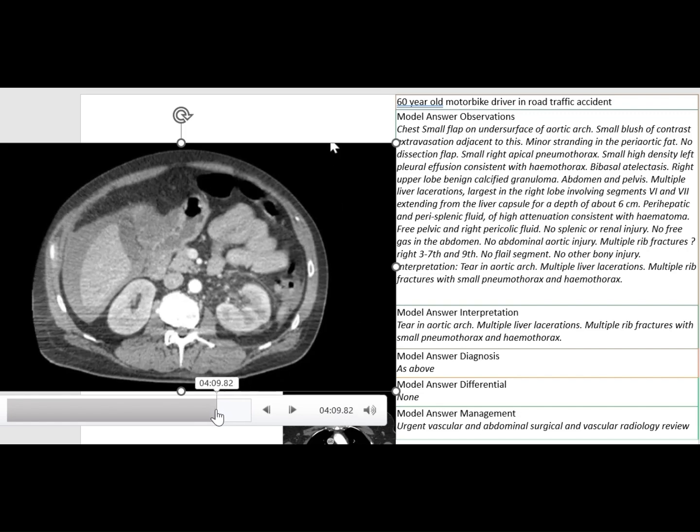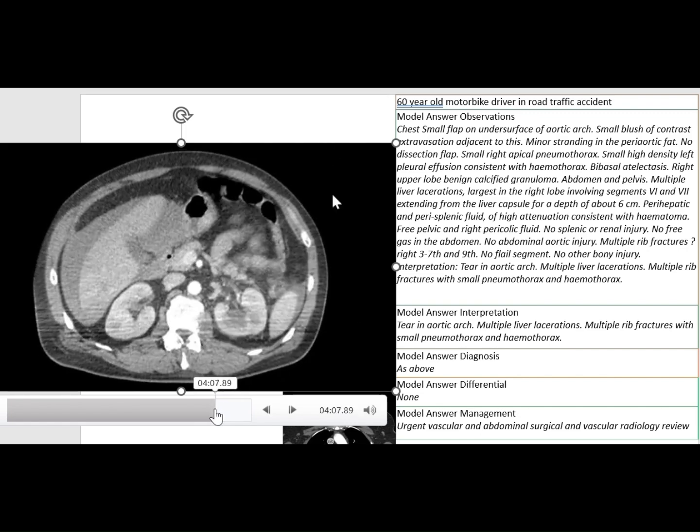Perisplenic free fluid. Little amount of perisplenic free fluid. So we have here perihepatic and perisplenic free fluid of high attenuation. This fluid is of high attenuation, okay? Along with the history of road traffic accident, this fluid is most likely to be perihepatic and perisplenic hematoma.